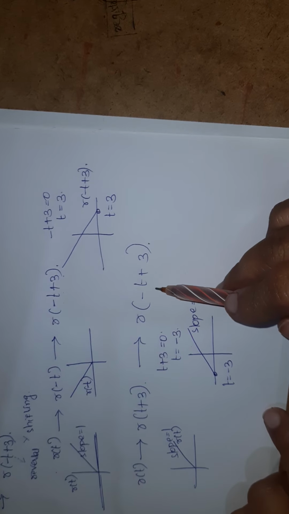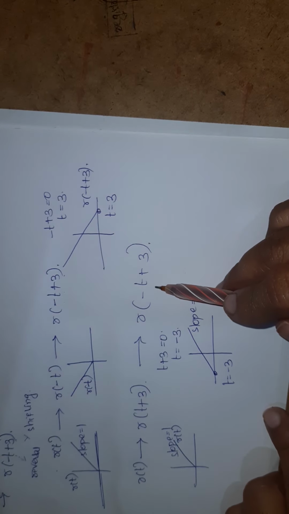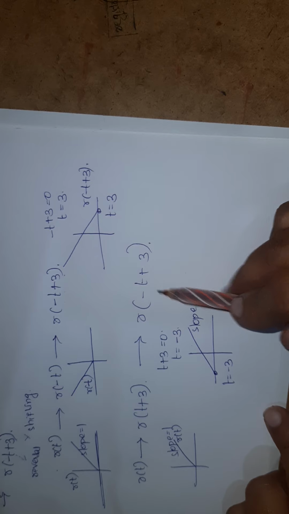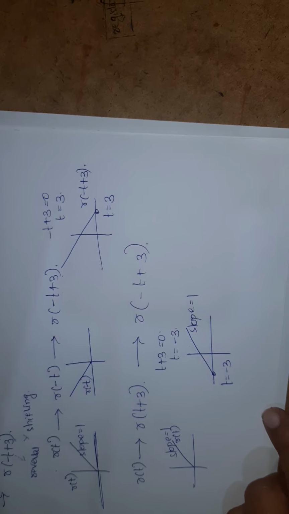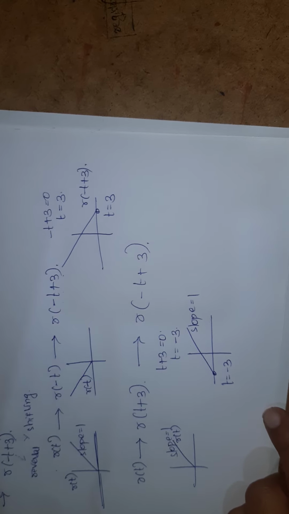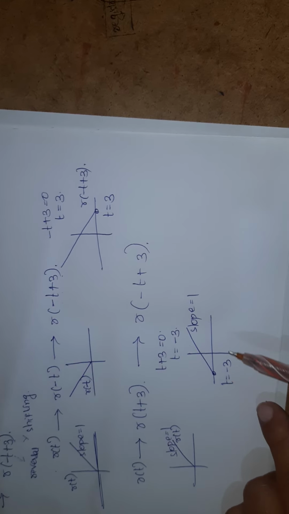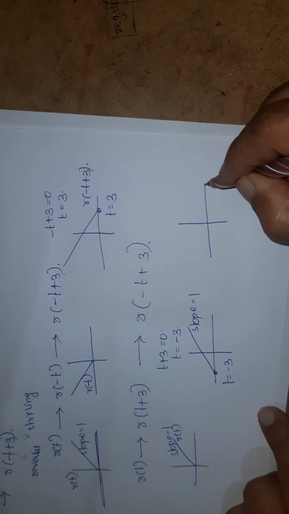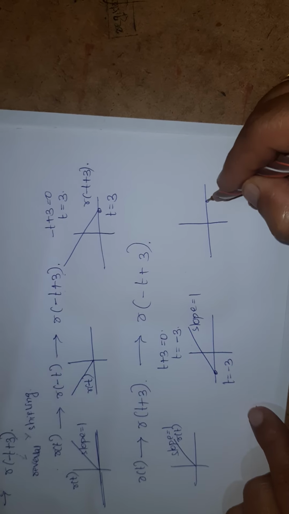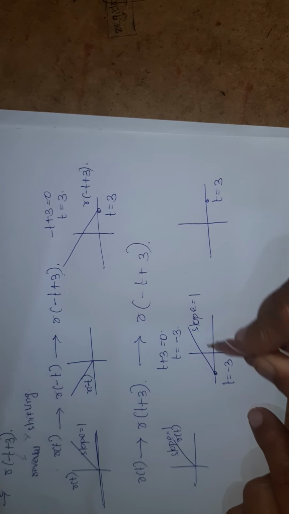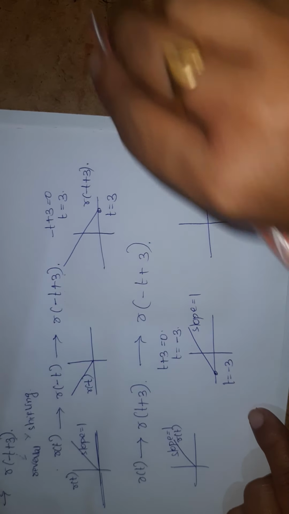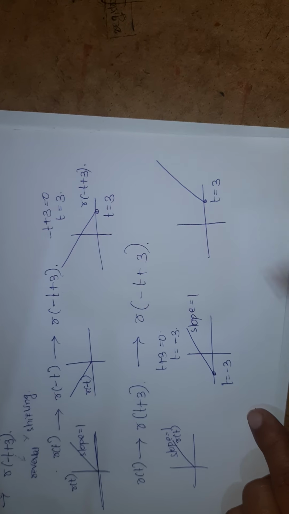Next, I am doing the reversal. So what will happen if I do time reversal for this signal? Time reversal means positive values will become negative values and negative values will become positive values. So minus 3 will become plus 3. But the slope is increasing in the positive direction. So like this I will get.